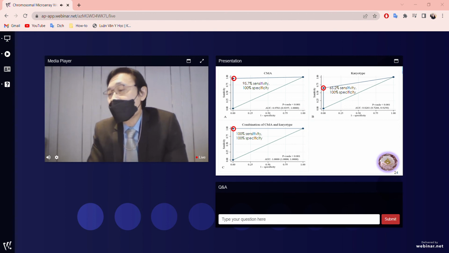Okay, this graph represents the ROC, or receiver operating characteristics. Graph A shows the performance of the CMA for prenatal testing with 95.7% sensitivity and 100% specificity. Graph B shows the karyotyping performance with 65.2% sensitivity and 100% specificity.